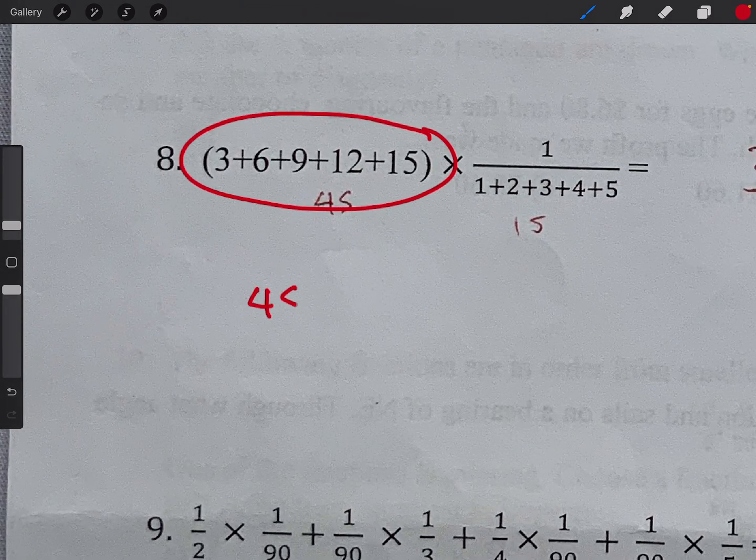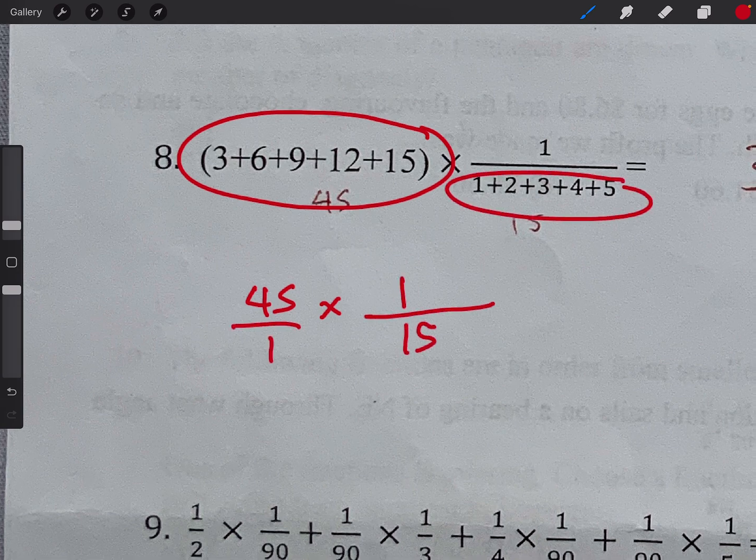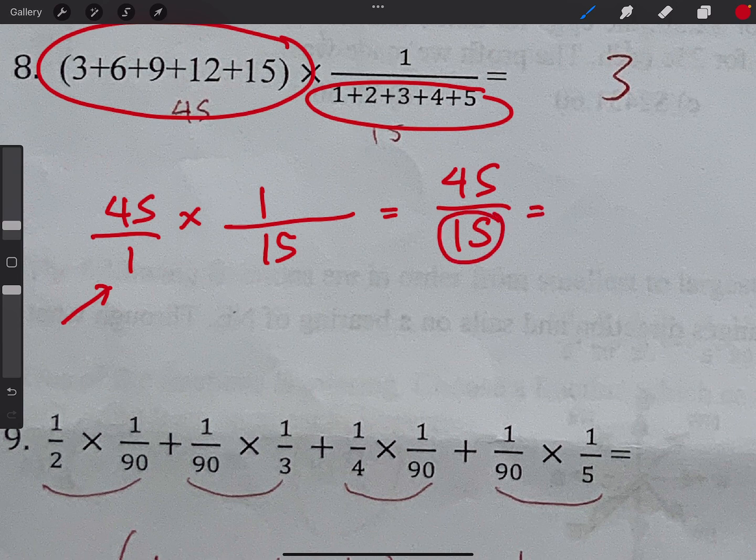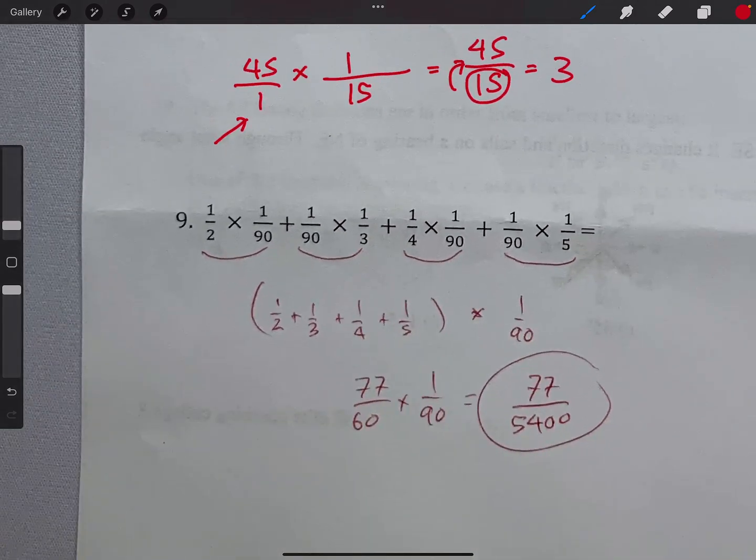Okay, this one adds up to 45. So you've got 45 times 1 over this thing, which adds up to 15. So 45 on 1, the reason it's on 1 is because 45 is a whole number. Any whole number written as a fraction is always over 1. So now we've got 45 over 1 times 1 over 15, so that's 45 on the top. And this bottom one will be 15, and then we say, okay, how many 15s go into 45? So the answer is 3 whole. So the answer is 3.